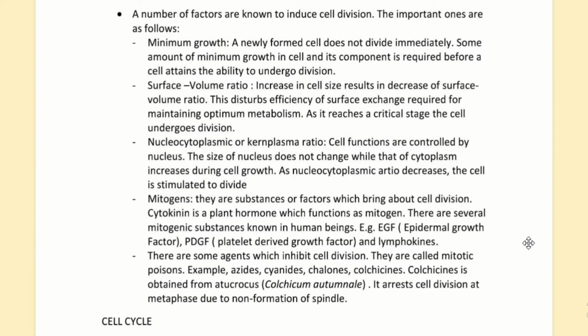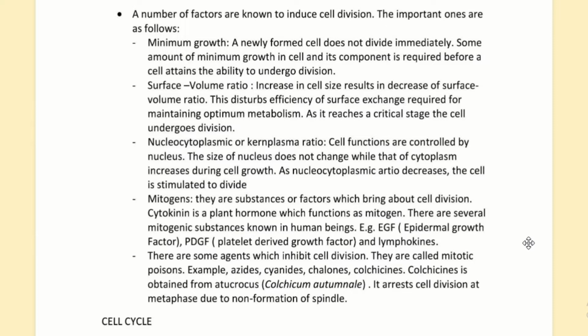Mitogens are substances or factors which bring about cell division. Cytokinin is a plant hormone which functions as a mitogen. Other mitogenic substances in human beings are EGF or PDGF and lymphokines.